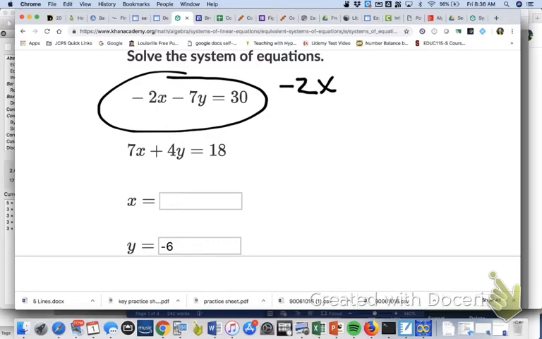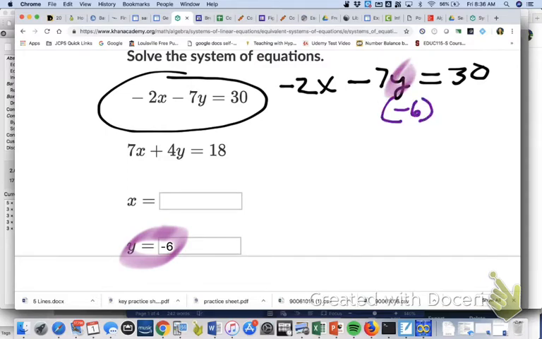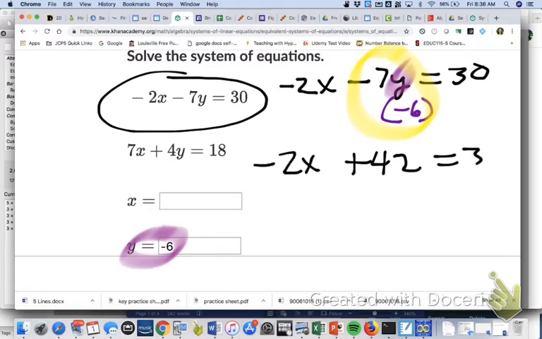I'm going to rewrite it over here to the side. And I'm going to replace the y with a -6, of course. So instead of doing -7 times y, I'm going to do -7 times -6, which is a plus 42. And then I'm going to bring down the rest of the equation, and I'm going to solve for x. So I'm going to subtract 42 from both sides.